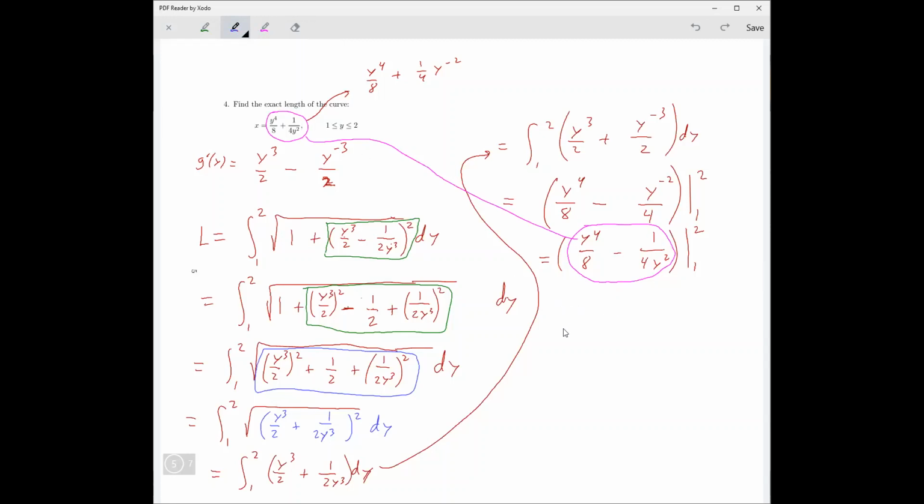Okay, so let's go ahead and finish it off. So we put a 2 in. That's going to be 2 to the 4th over 8 minus 1 over 4 times 2 squared. Minus, then put 1s in, so that's 1/8 minus 1 over 4. That's putting a 1 here and a 1 there. What is that? 16 over 8 minus 1 over 16, minus 1 over 8 plus 1 over 4. And I did it on my calculator and I got 33 over 16.